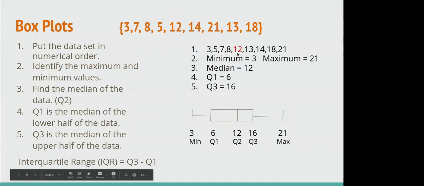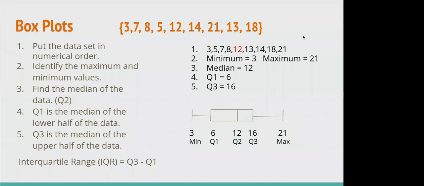So now, with 12 being the median of the data set, we have broken the data into 2 parts. This 3, 5, 7, 8 is the lower half of the data. And 13, 14, 18, 21 is the upper half of the data. So now we are at step 4, the middle of the lower end. We have 4 terms. How do we find the median when we have an even number of terms? What do we do?